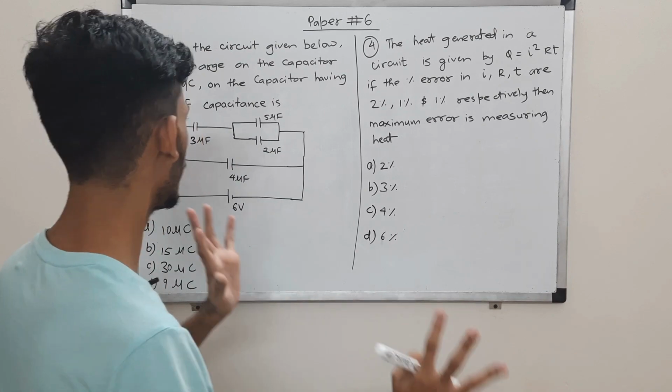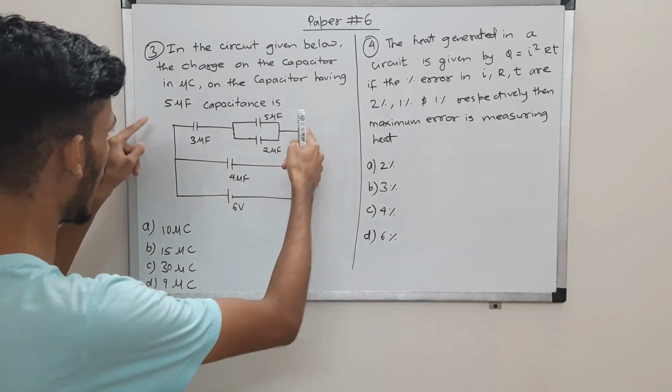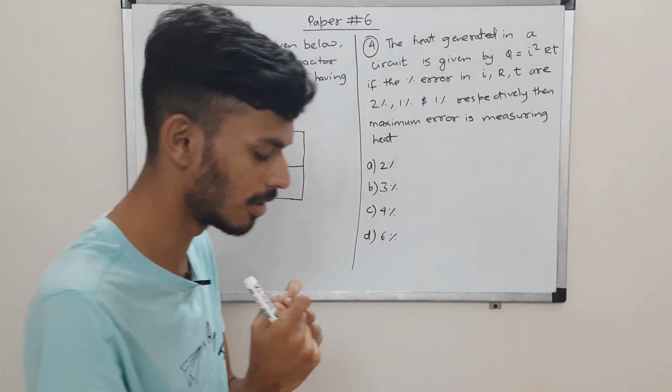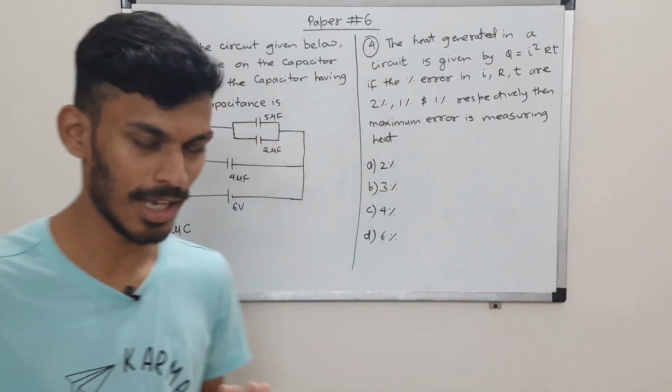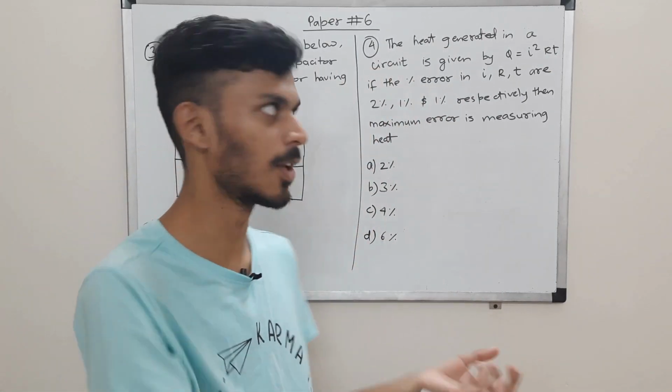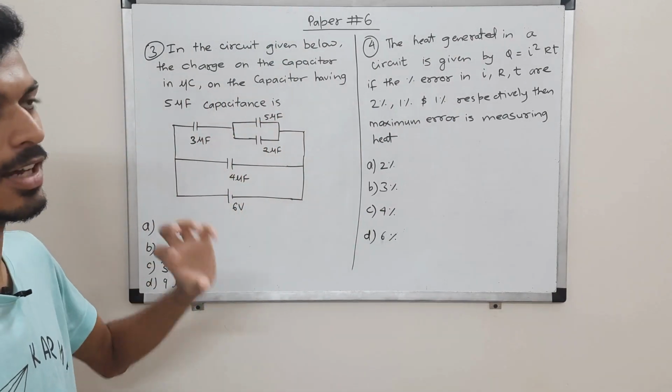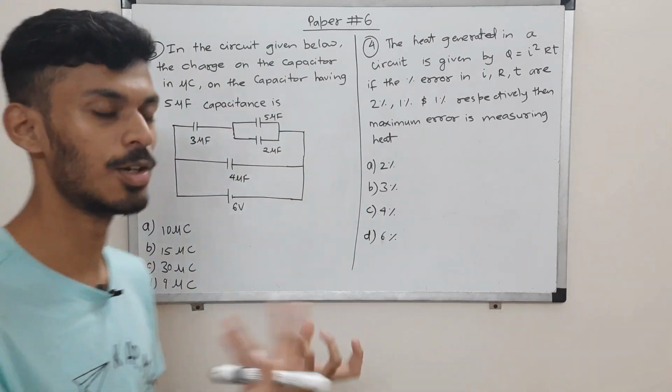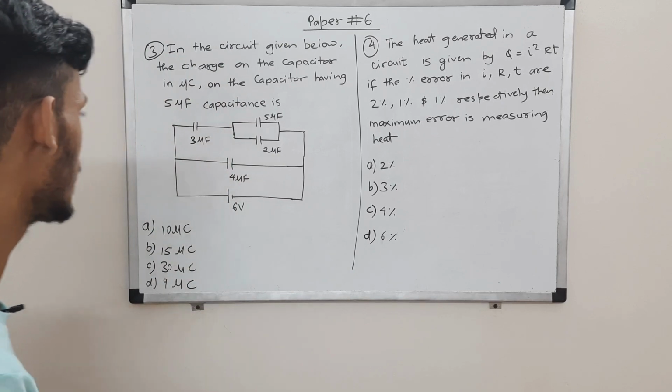Now here my thought process is simple. First of all, I'll find the voltage across the 5 microfarad capacitor. So I'll just use Q is equal to CV. I already know C. Once I find V, I can use Q is equal to CV and find the charge on that capacitor, right?